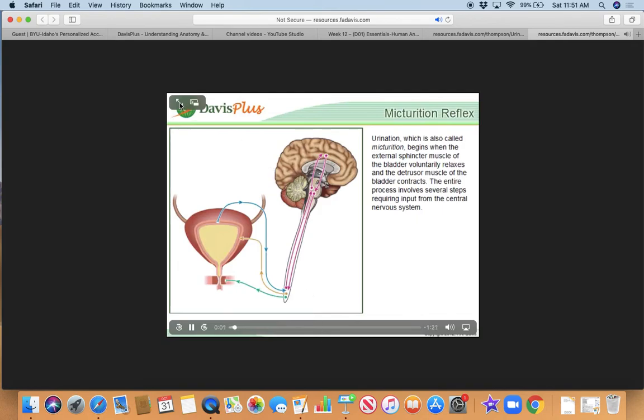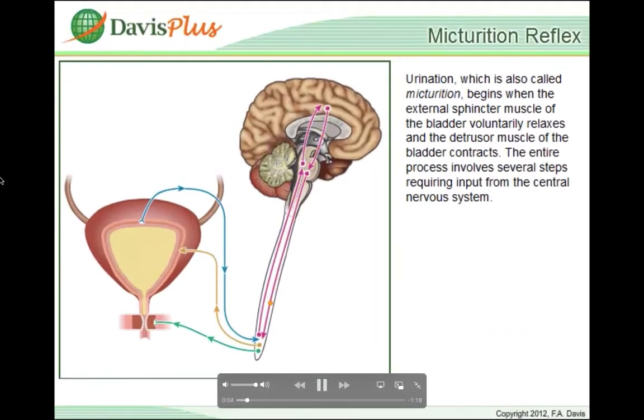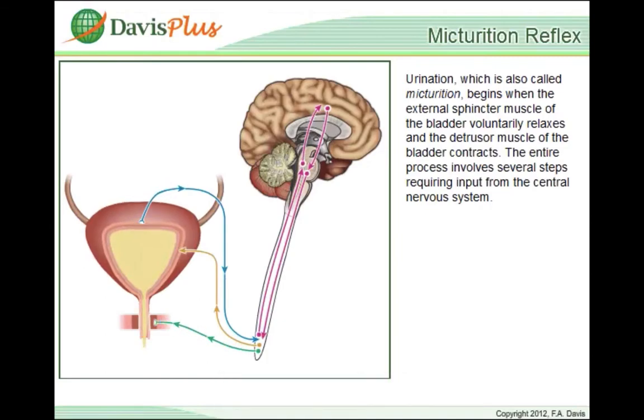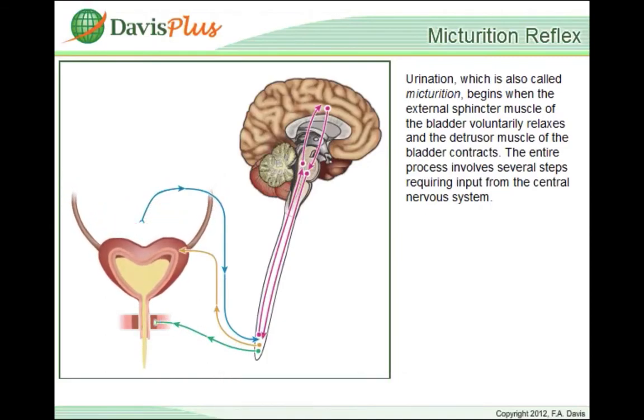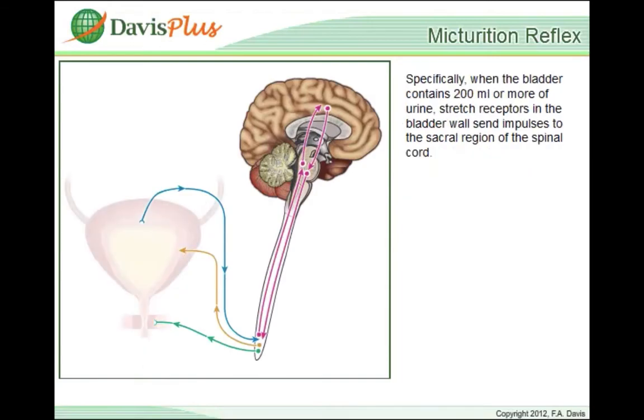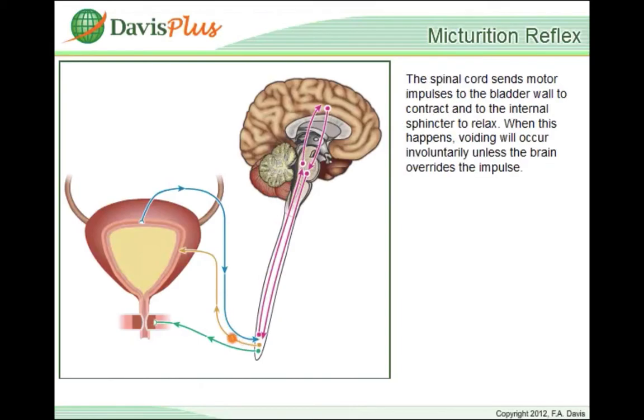Urination, which is also called micturition, begins when the external sphincter muscle of the bladder voluntarily relaxes and the detrusor muscle of the bladder contracts. The entire process involves several steps requiring input from the central nervous system. Specifically, when the bladder contains 200 milliliters or more of urine, stretch receptors in the bladder wall send impulses to the sacral region of the spinal cord. The spinal cord sends motor impulses to the bladder wall to contract and to the internal sphincter to relax. When this happens, voiding will occur involuntarily unless the brain overrides the impulse.